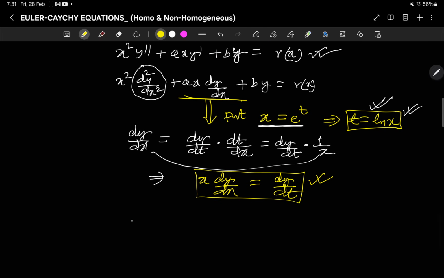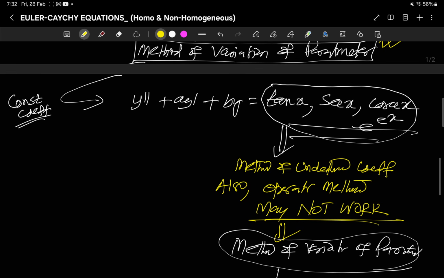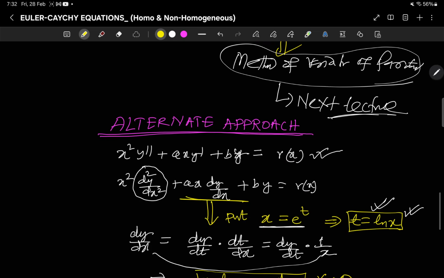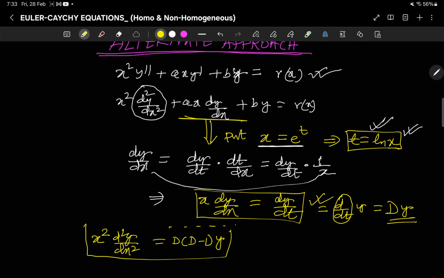Accordingly, if you simplify, you will get x square d square y by dx square to be d into d minus 1 into y. Here I can write d by dt of y as d of y. Now in this case, the equation d square plus ad plus b y is equal to 0. What is d here? D was d by dx, but here we convert it into d by dt, and accordingly it will be d into d minus 1 y.